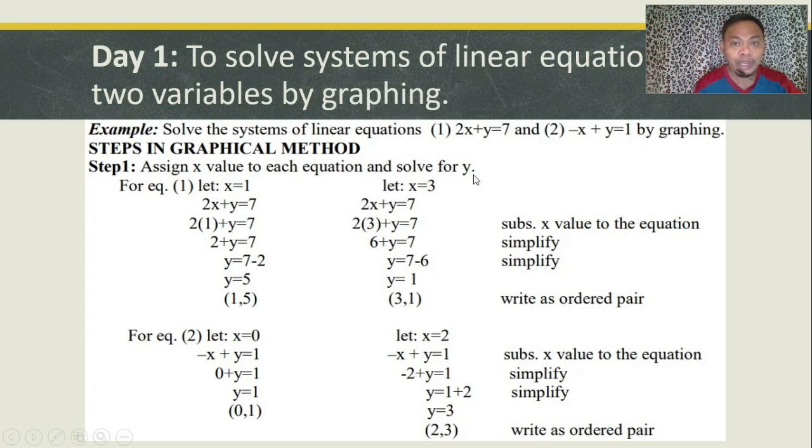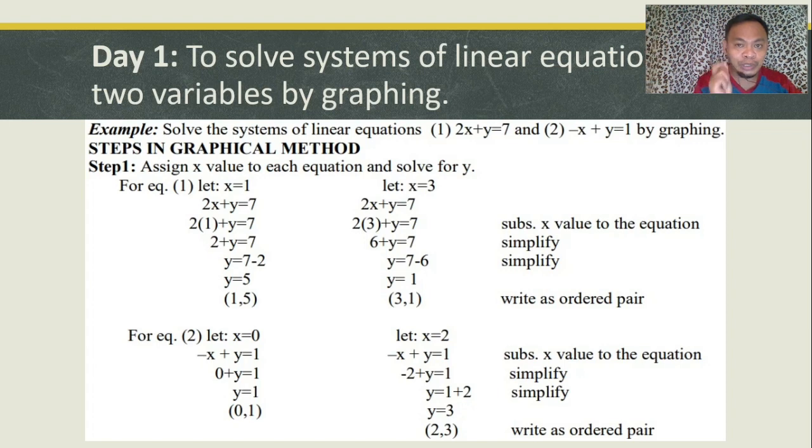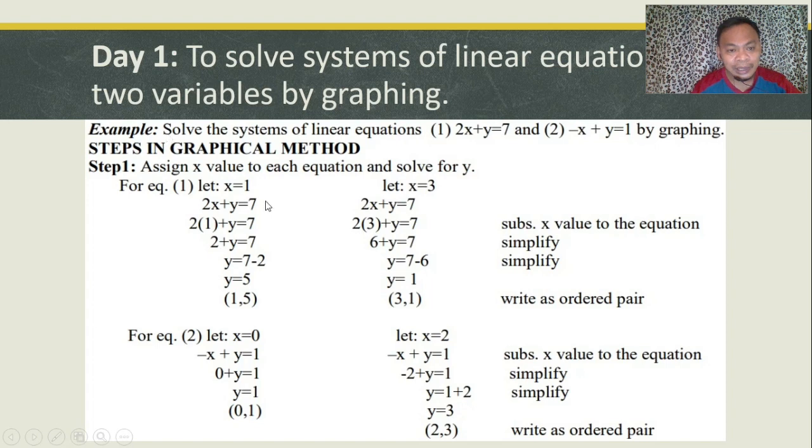So meron po tayong dalawang equation, di ba? Yung first equation po natin ay 2x plus y is equal to 7, at saka yung second equation ay negative x plus y is equal to 1. So yung step 1 po natin ay mag-assign po tayo ng any value ni x sa both equations para po makuha natin si y. For equation number 1, ginamitan po natin ng x is equal to 1, di ba? At saka x is equal to 3.